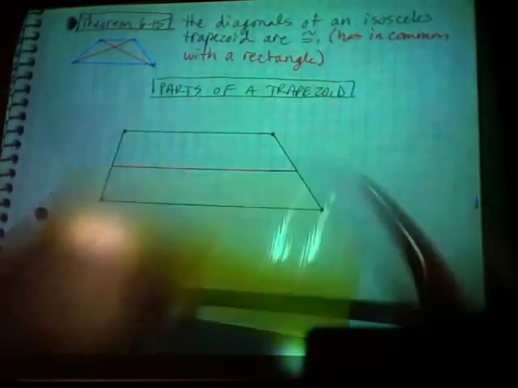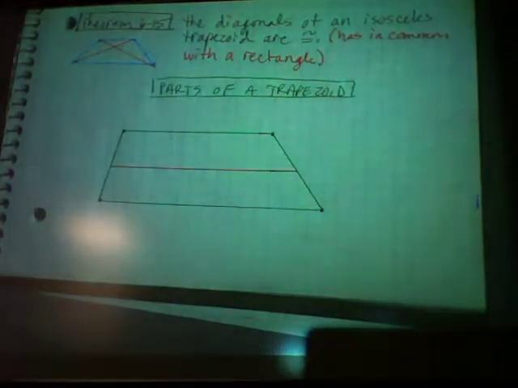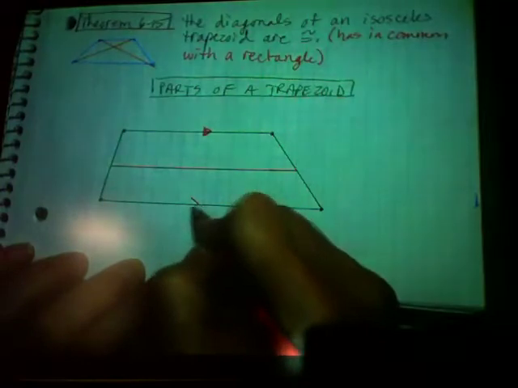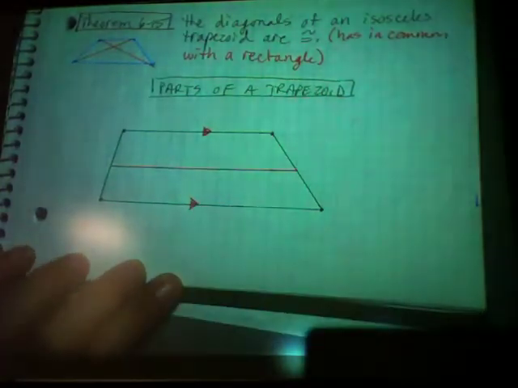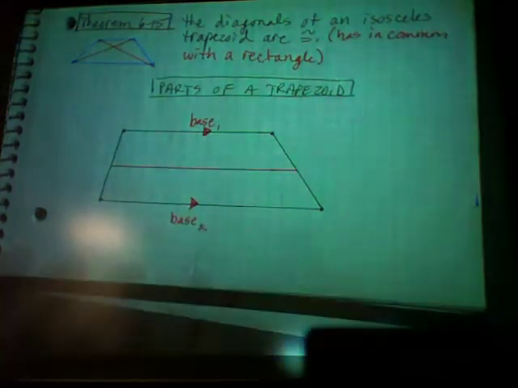Draw right through the center of that line. Make sure it's directly through the center. So a trapezoid has two sides that are parallel, in this case these two sides. Those parallel sides are known as your bases: base 1, base 2.